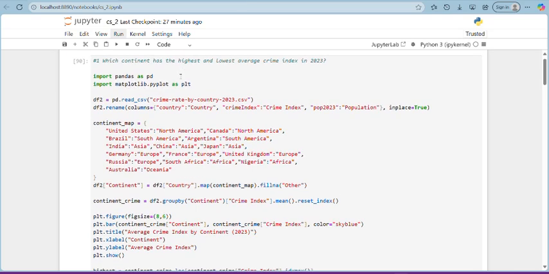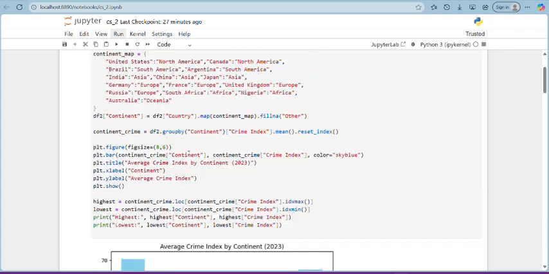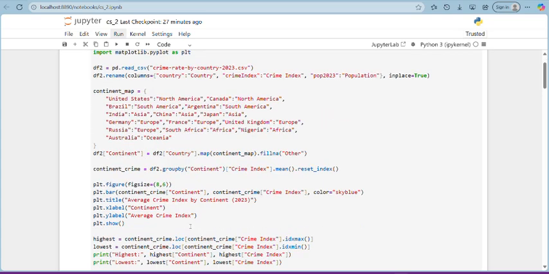First question: which continent has the highest and lowest average crime index in 2023? For this first analysis I wanted to know which continents have the highest and lowest average crime index. I started by mapping each country to its continent. Then I used pandas groupby to calculate the average crime index per continent.